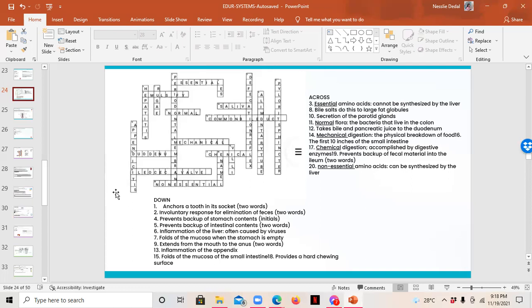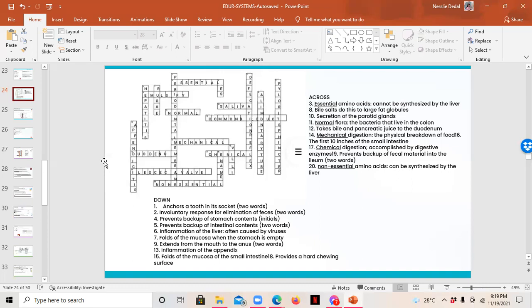Number 14, digestion, the physical breakdown of food. The answer is mechanical. The first 10 inches of the small intestine. The answer is duodenum. Number 17, across, accomplished by digestive enzymes. Answer is chemical. Number 19, prevents backup of vessel material into the ileum. Answer is ileocecal valve.